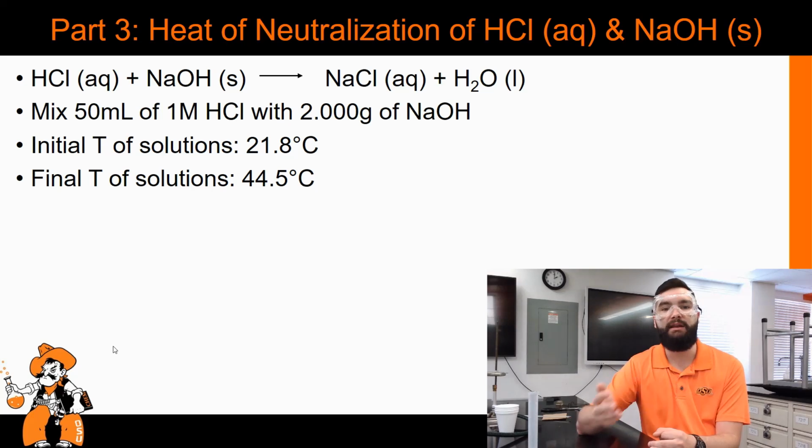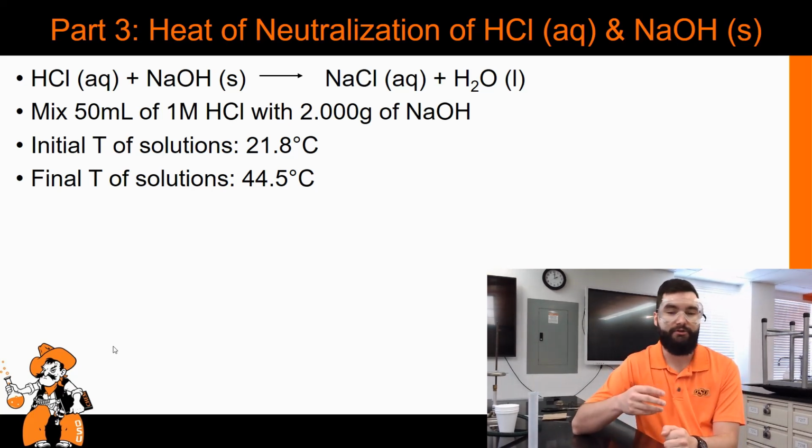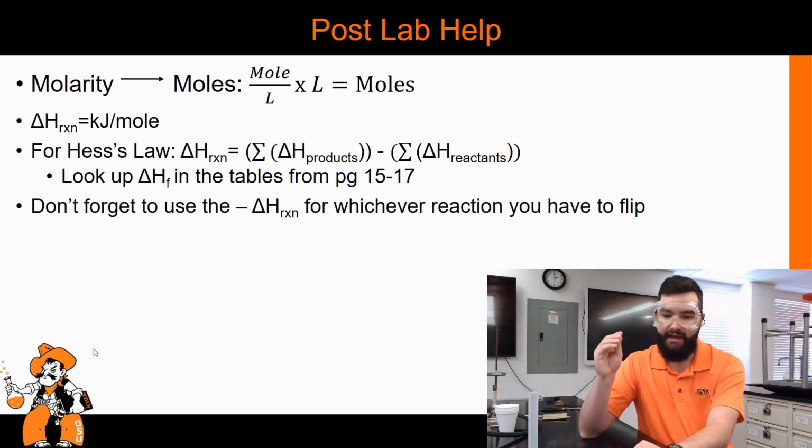Okay, heat gained by the calorimeter is going to be done exactly the same way as we did the last time. So take your heat capacity of the calorimeter, multiply it by the temperature change, you got it. Total heat released by neutralization is done exactly the same way. Add up the heat gained by the solution to the heat gained by the calorimeter, you get your total heat released by neutralization. Lastly, we have our post-labs.